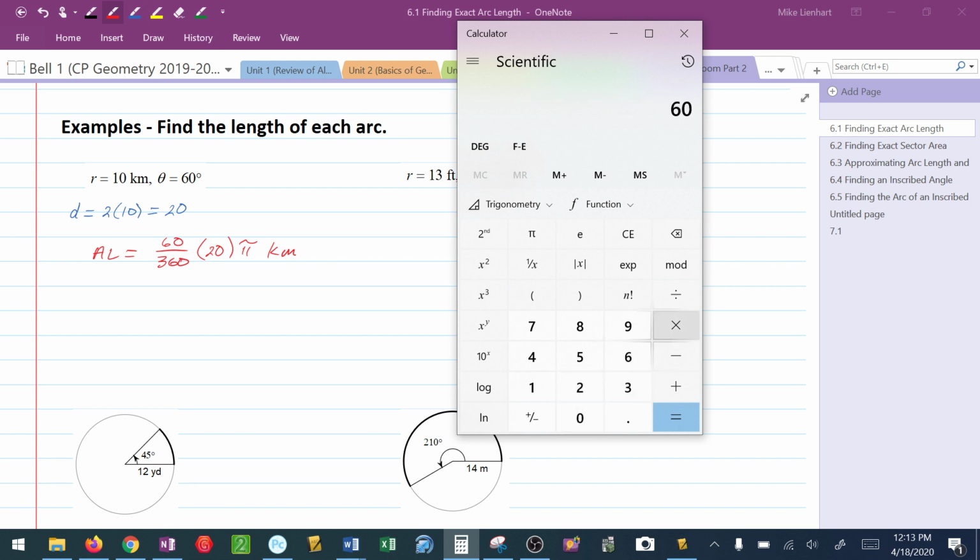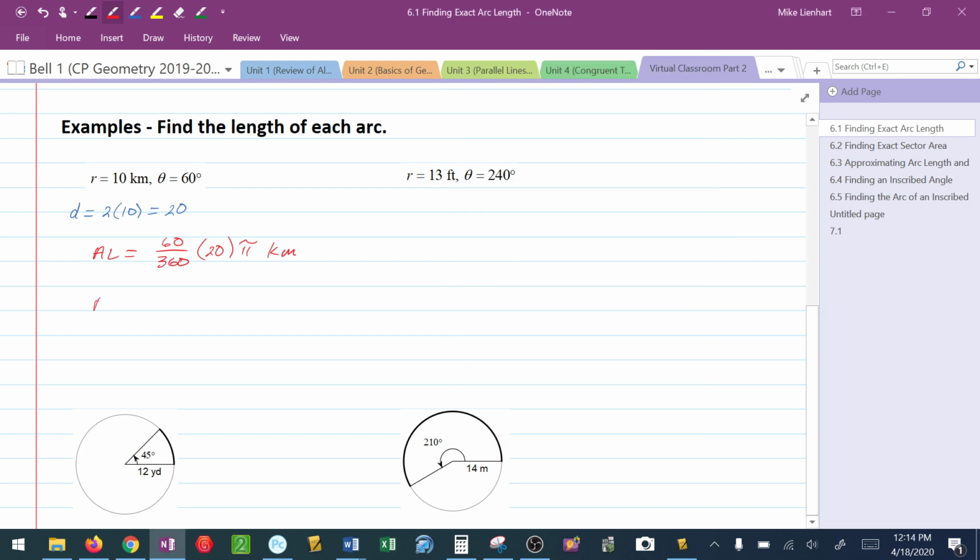If I've got that 60 times 20 again, I know that's 1200. So my arc length would be 1200 over 360 pi. But now I need to simplify that even further. I know that 1200 divided by 360, I can simplify to 120 over 36 pi. And I know that I can take 6 out of both of those. So that would give me 20 over 6 pi. I could still simplify that even more by dividing both by 2, and that's going to give me an arc length of 10 thirds pi kilometers.